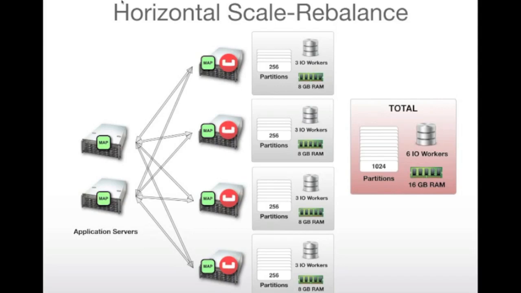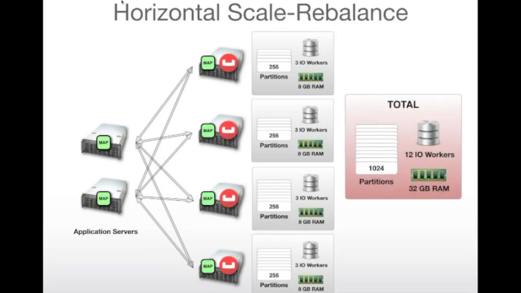And so now we've doubled our capacity again, doing 12 I/O workers and 32 gigs of RAM. So this is basically how Couchbase works. We hash keys into a partition, and then when we want to scale horizontally, we are basically redistributing the partitions, and we keep track of these partitions in a cluster map, and that cluster map is also kept track of on the client side. So basically, through our persistent connections to Couchbase, we can update that cluster map.